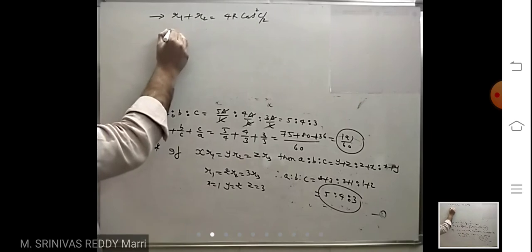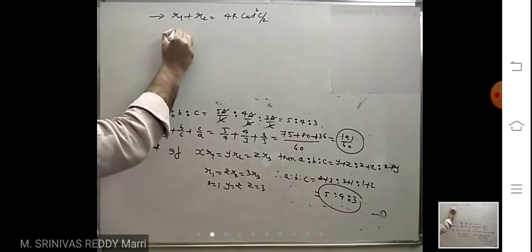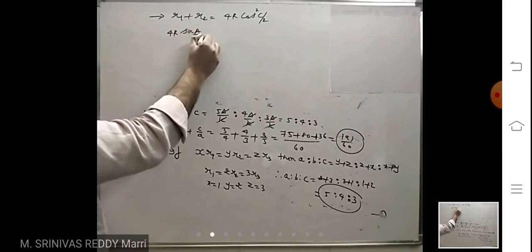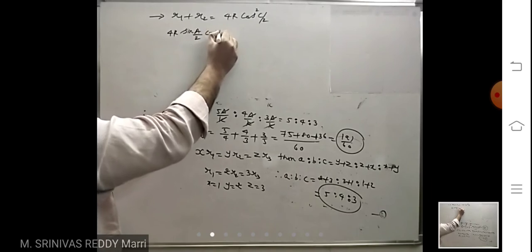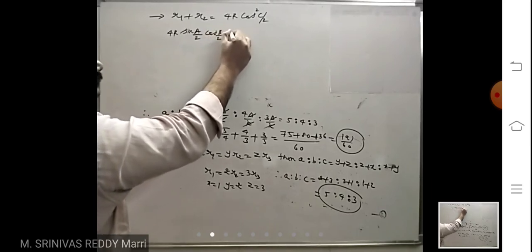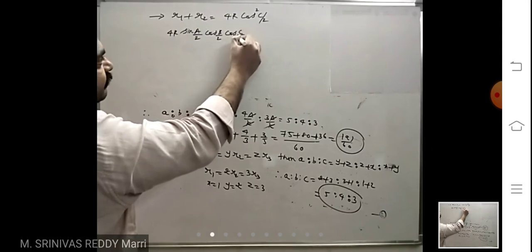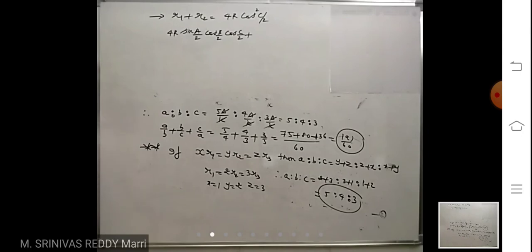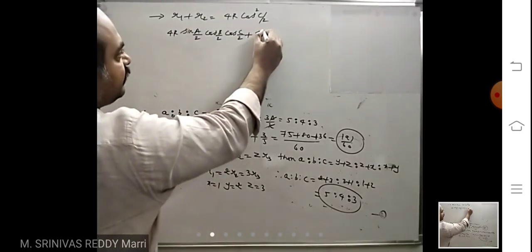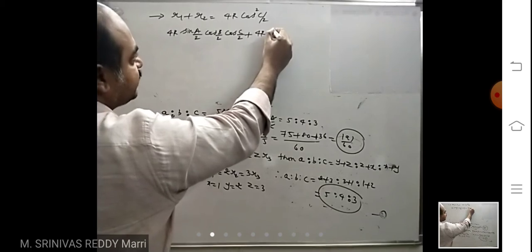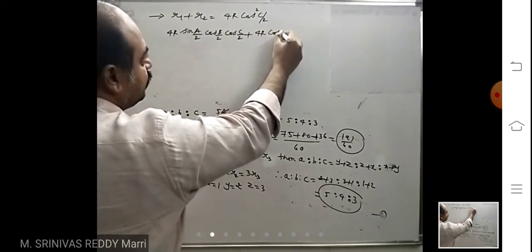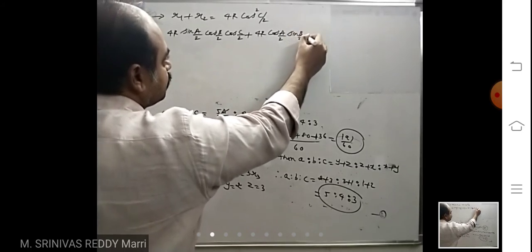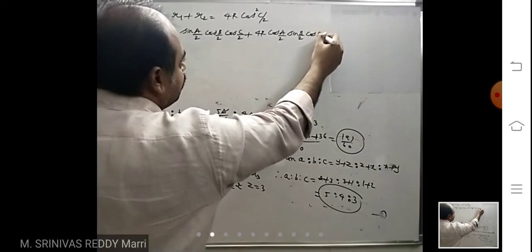I will tell the proof. R1 formula is what in terms of angles? 4R, and for the first one sine, remaining cos: sin A by 2, cos B by 2, cos C by 2. R2 means what? For the second one sine, remaining cos, cos C by 2.